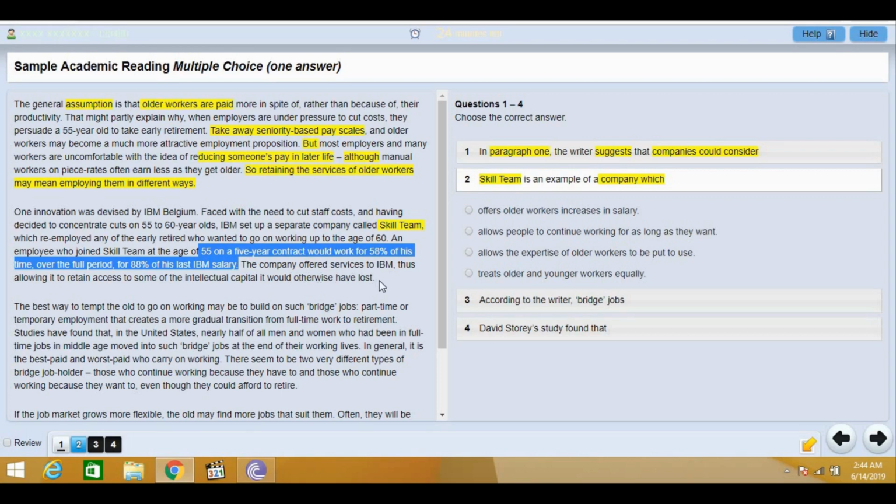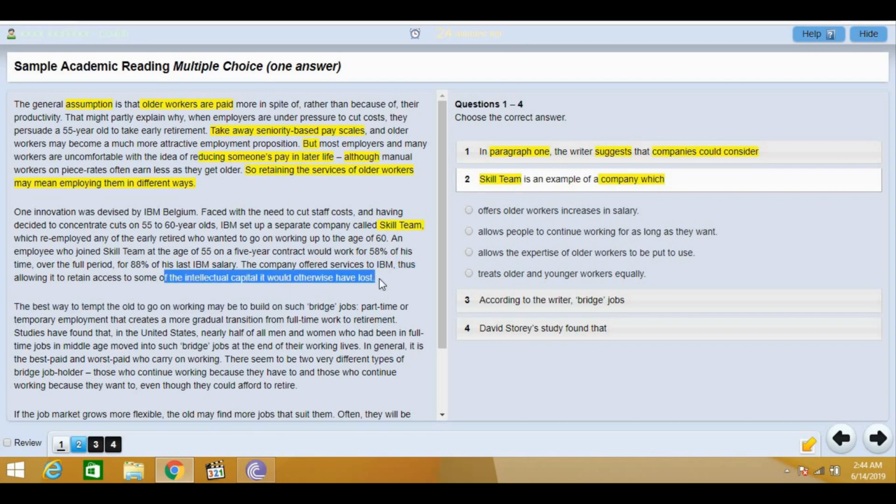The company offered service for agents, thus allowing it to retain access to some of the intellectual capital it would otherwise have lost. So, alright, now we have found out some information. These are statistical data, and here, which would otherwise have lost.